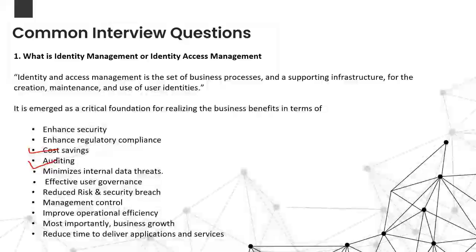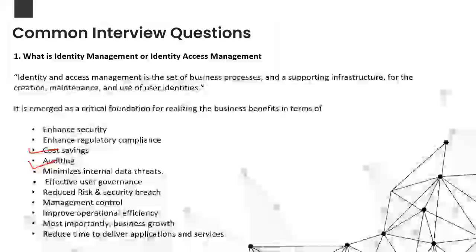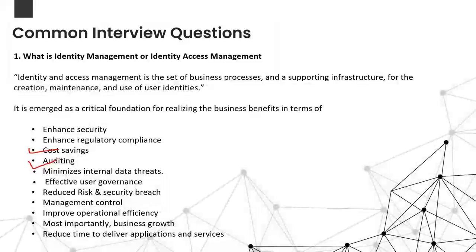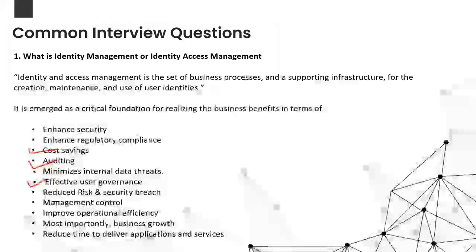Then, effective user governance. Proper governance of users can take place: timely reports can be generated, proper analytics can be performed on top of the users, and a proper governance structure can be built inside the organization. That is the hierarchical structure, like who should report to whom, or what the escalation matrix should be. SailPoint will design the governance matrix for us, the structure of the organization, like who should report to whom.